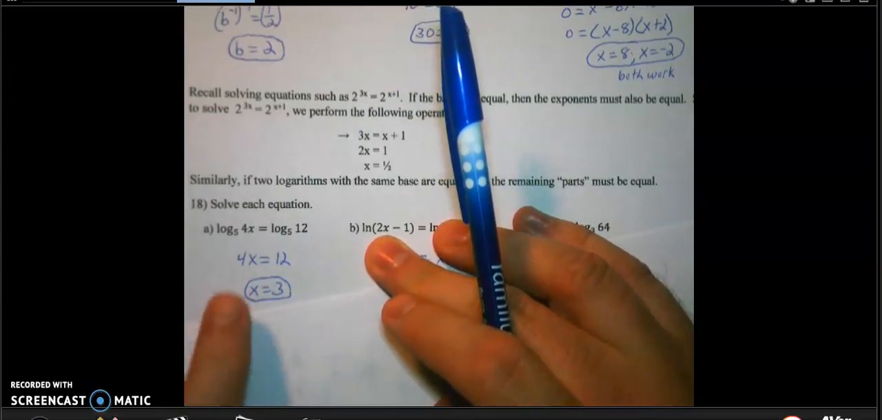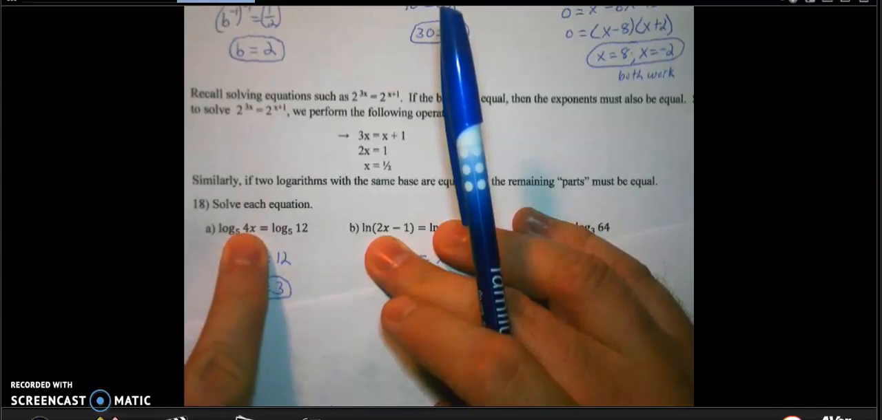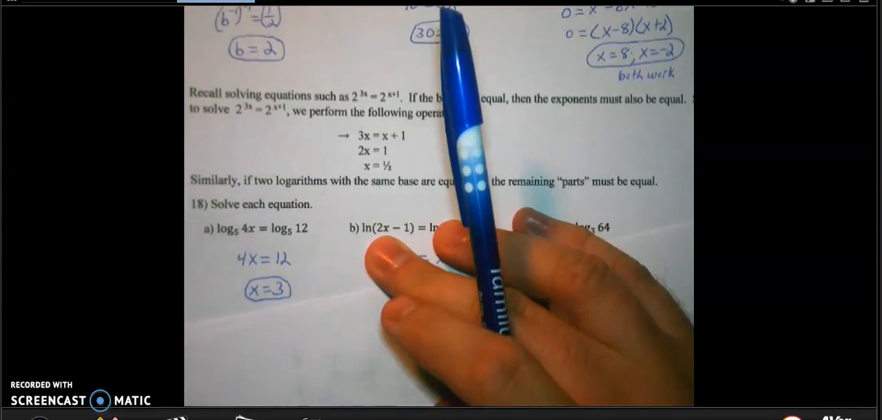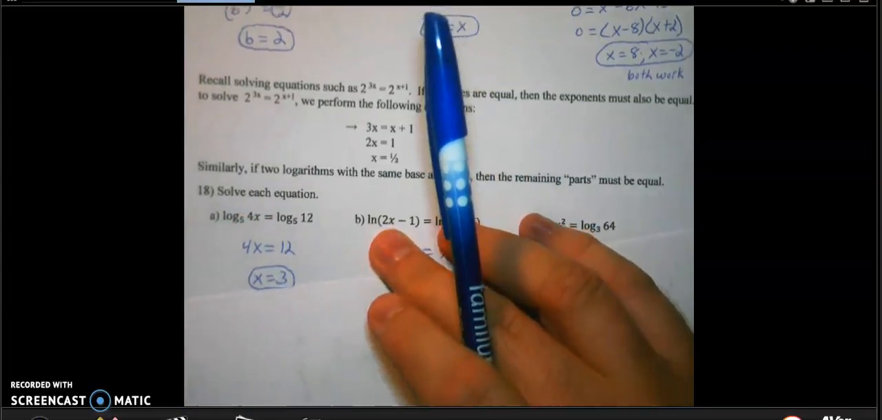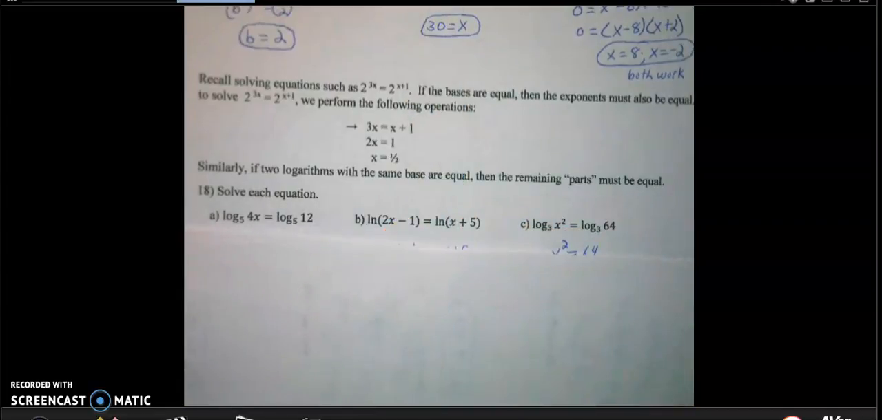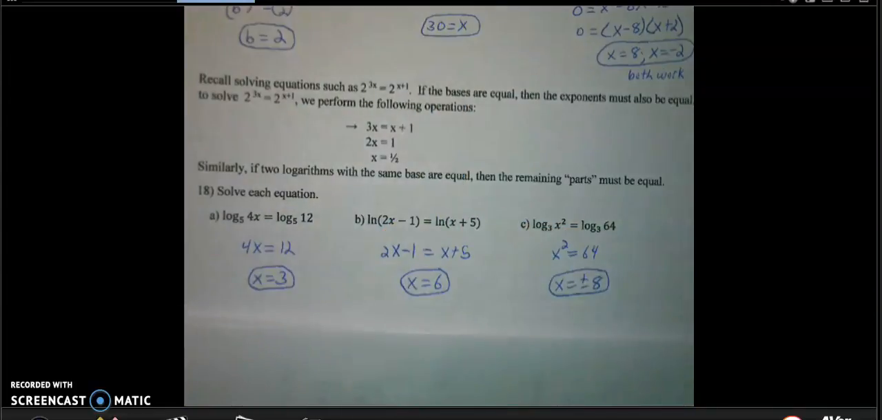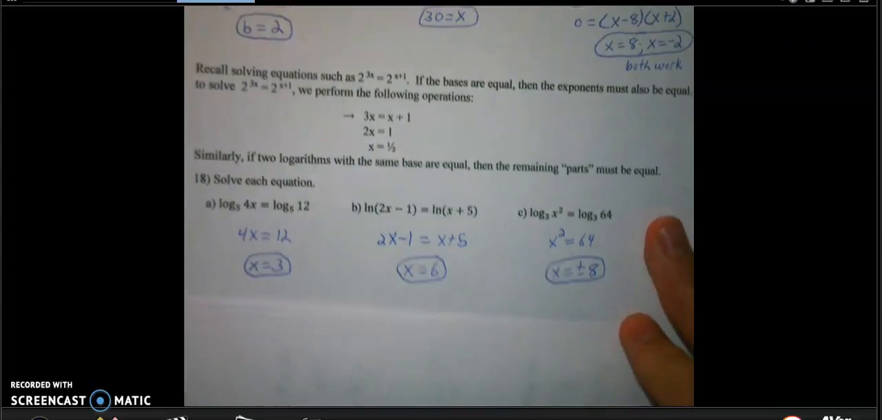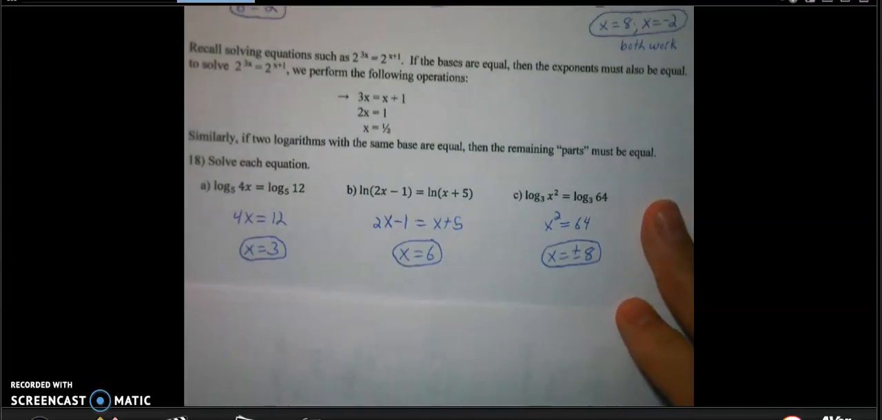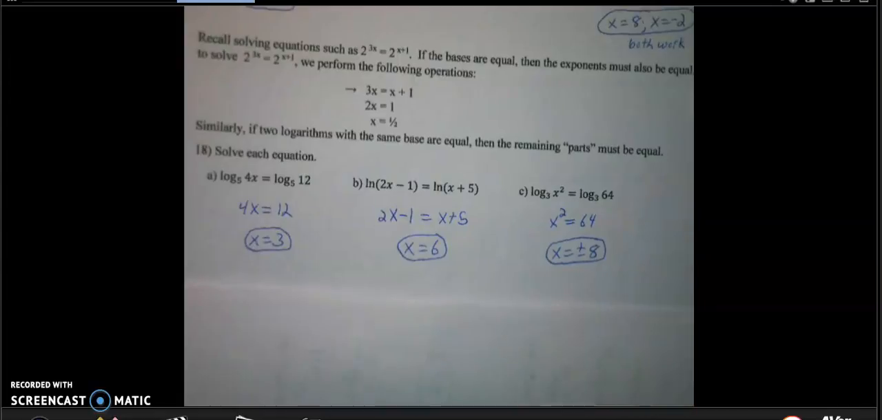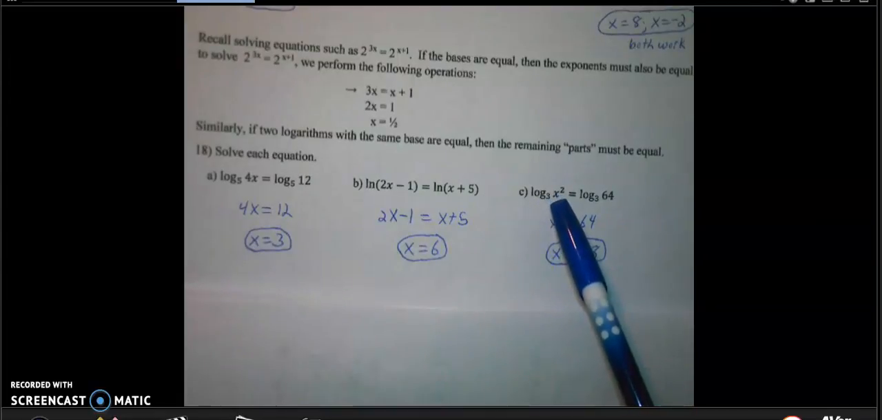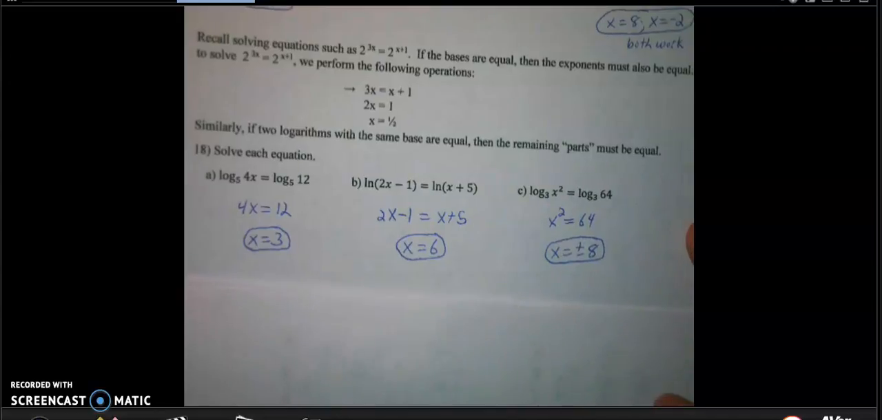And again, just check to make sure. Put in 3, you get log base 5 of 12 equals log base 5 of 12. So do a similar for B and C, and you can solve those fairly easily. And again, make sure that you substitute in. When you do negative 8 squared here, you get positive 64. So that means negative 8 is okay.